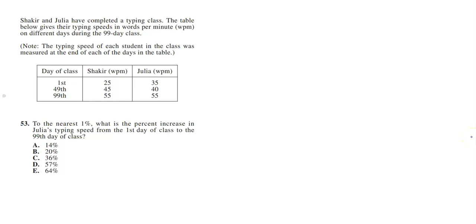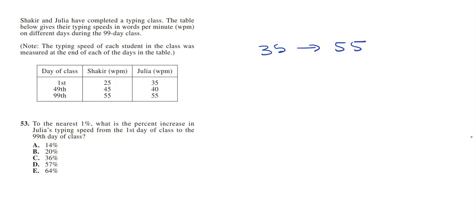Okay, Shakira and Julia have completed a typing class. The table below gives the typing speeds in words per minute on different days during the 99-day class. Note the typing speed of each student in the class was measured at the end of each of the days in the table. Okay, to the nearest 1%, what is the percentage increase in Julia's typing speed from the first day of class to the 99th day of class? So we're looking at the growth from 35 to 55.